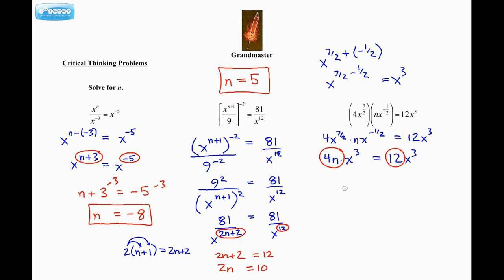So from that, I'm going to create a new equation. I'm just going to ignore the x cubed. And there we are. That's pretty easy to solve for. So n is 3. Because 4 times 3 is 12. So I would have 12x cubed equals 12x cubed. That one is done.